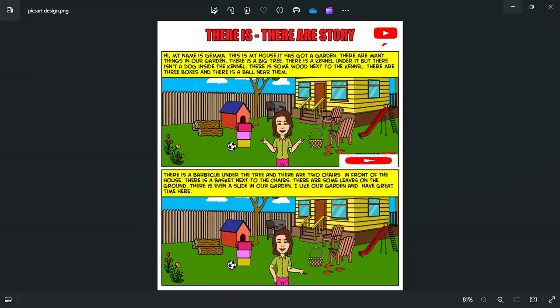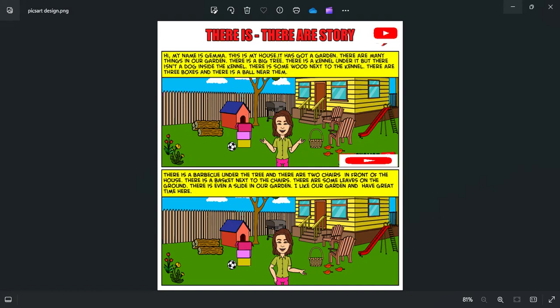Today I'm planning to explain how to use there is and there are in sentences. We use there is when the noun is singular, and we use there are when the noun is in plural form, like more than one. That time we choose to use there are.